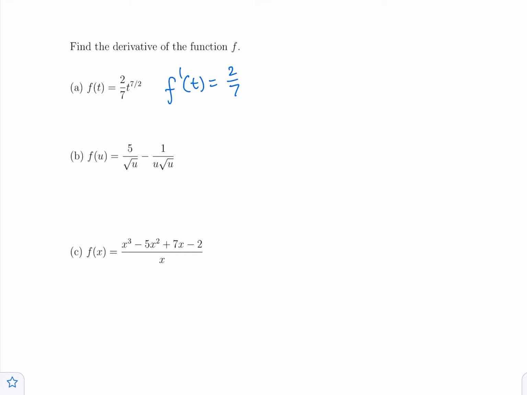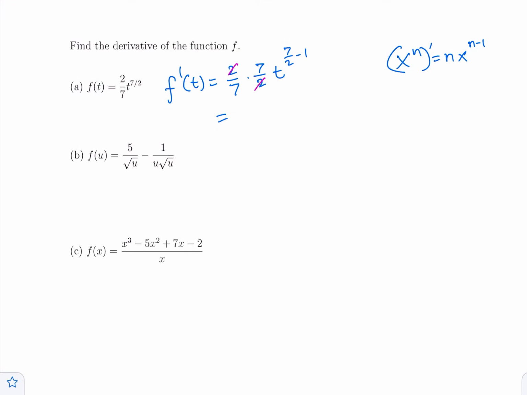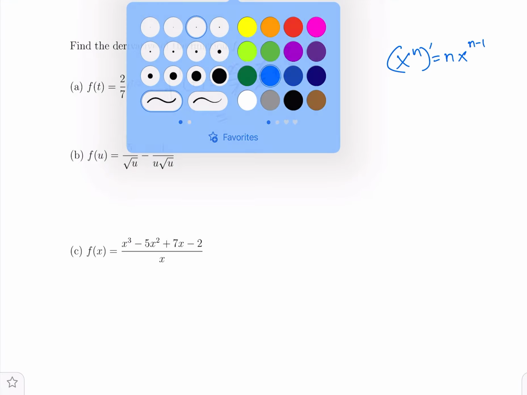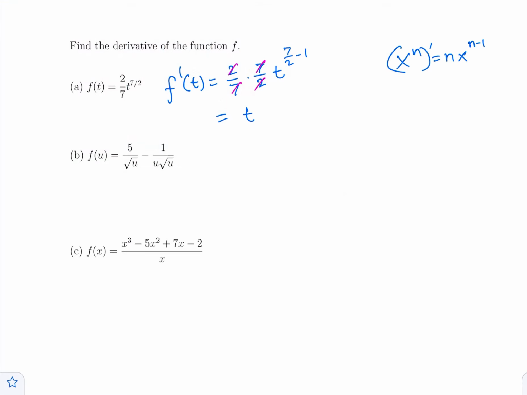We have a function with a variable like x raised to n, and we know that when we find its derivative, we bring n to the front, x, and subtract 1. So using this power rule, we get 7 halves to the front, the exponent, t to the 7 halves minus 1. Now 2 over 7 times 7 halves, we can simplify. That's simply 1, because the 2s cancel, the 7s cancel, and that's t raised to 7 halves minus 1.